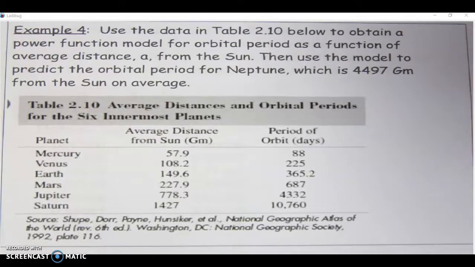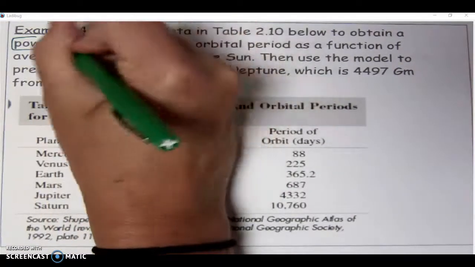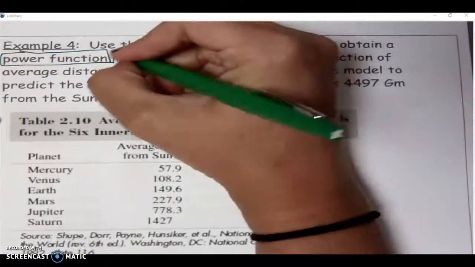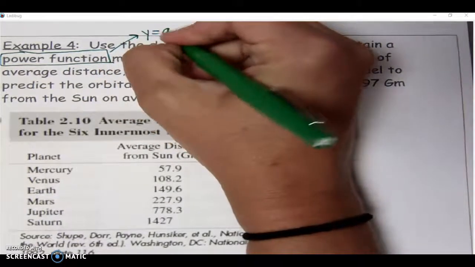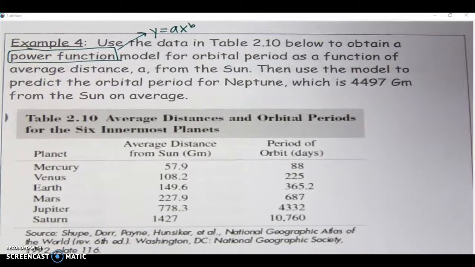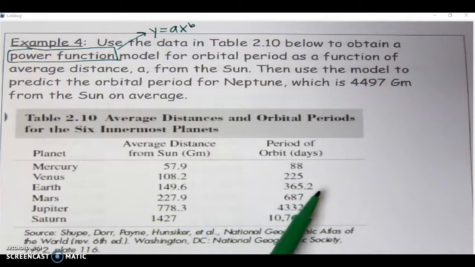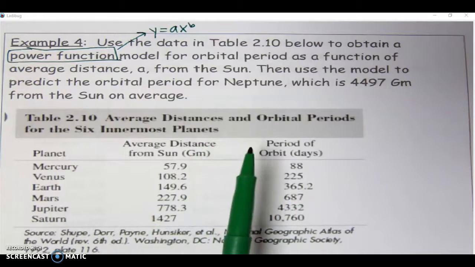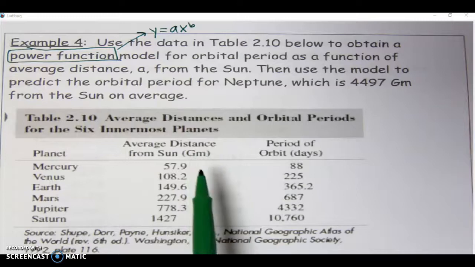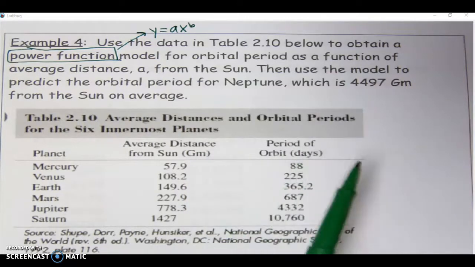So for example 4, we have another table. So this table, we're trying to figure out a power function. So make sure you read here because sometimes they'll give you tables and ask for other things. And we know a power function has to be y equals ax to the b power. And it's an average distance in relationship to the period here. And it's the average distance from the sun. And then after we create our equation, they want us to figure out what the orbital period will be if we know the distance from the sun for Neptune.